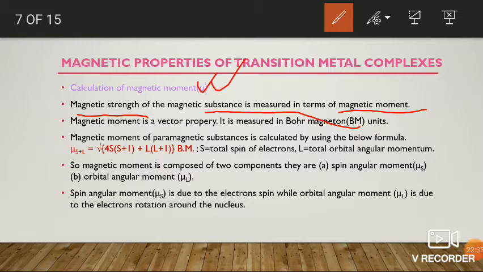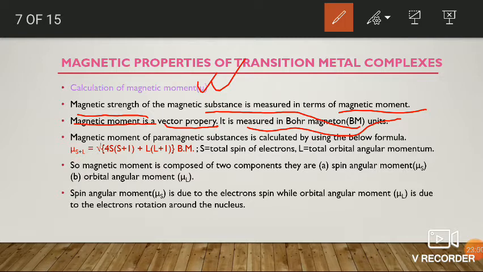Okay, here the magnetic moment is a vector quantity or a vector property, because it has some value as well as it is arranged in a particular direction. So it is a vector property. Generally, it is measured in Bohr magneton units. It is measured in BM units, Bohr magneton units.